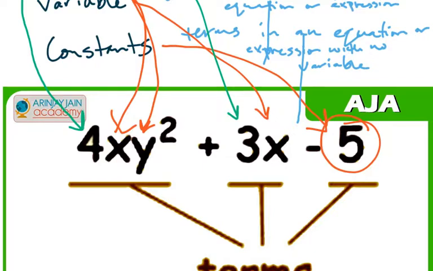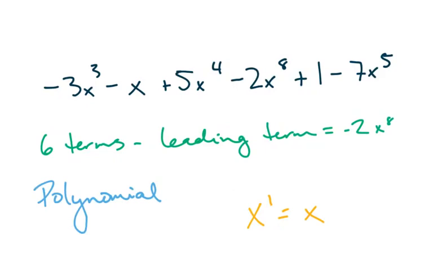And so let's go back to this example. In this example, -3 is a coefficient. Here we have a coefficient of -1, but we don't write the -1. We have -x or -1x. Here we have a coefficient of 5, coefficient of -2. This is not a coefficient. And then we have a coefficient of -7. Okay, so this is a 6-term polynomial.